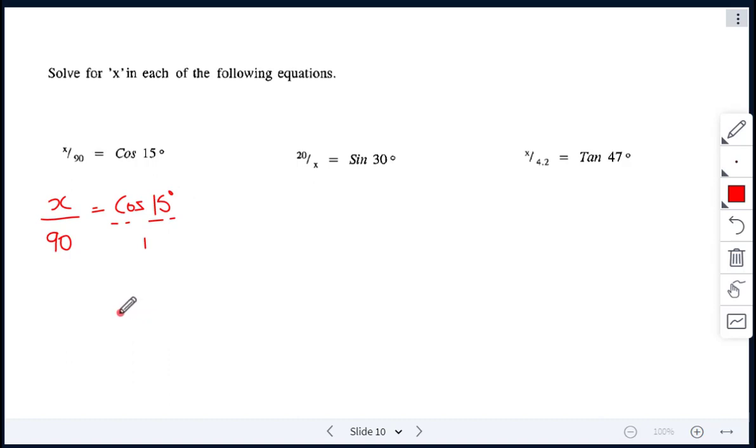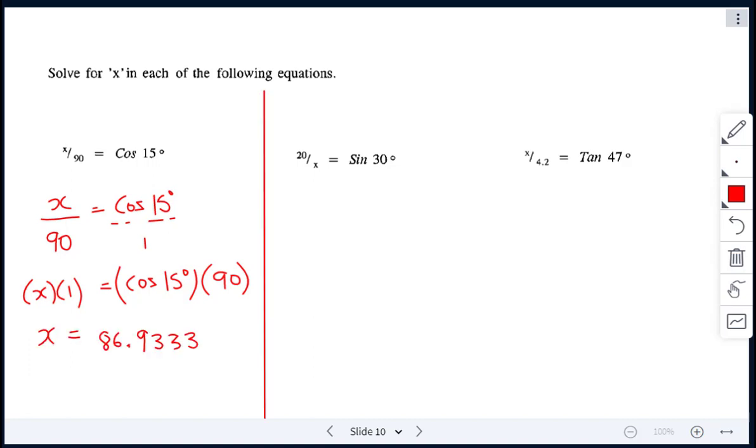All right, if you wanted to show this algebraically, it would look like this. x times 1 is equal to cosine of 15 degrees, and that's being multiplied by 90, right? Which is just x is equal to cosine of 15 degrees multiplied by 90. So you can go ahead and put that into your calculators. Okay, so we just finished solving the first question. Again, we just used cross multiplication, and our answer was 86.9333.